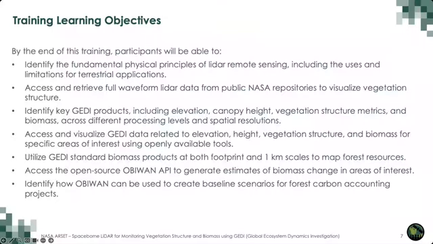Fifth, utilize JEDI standard biomass products at footprint and 1 kilometer scales to map forest resources. Sixth, access the open source OB1 Application Programming Interface, or API, to generate estimates of biomass change in areas of interest. Finally, seventh, identify how OB1 can be used to create baseline scenarios for forest carbon accounting projects.